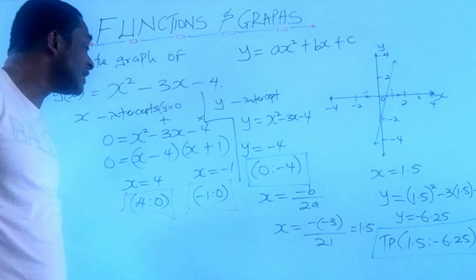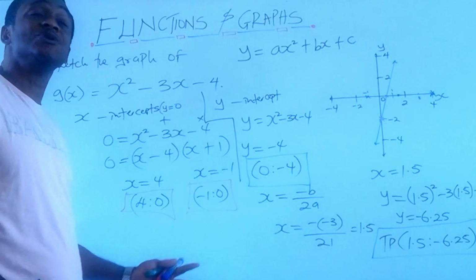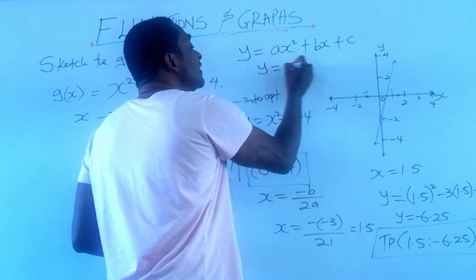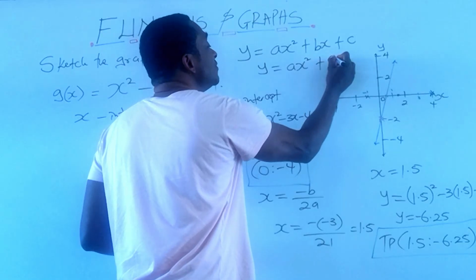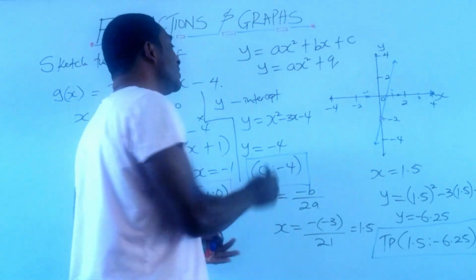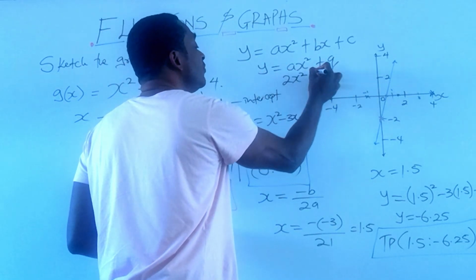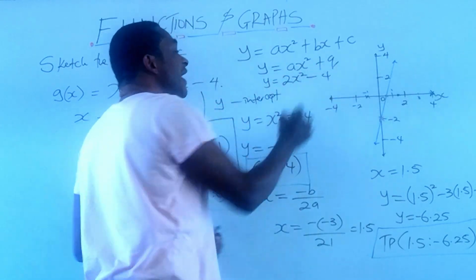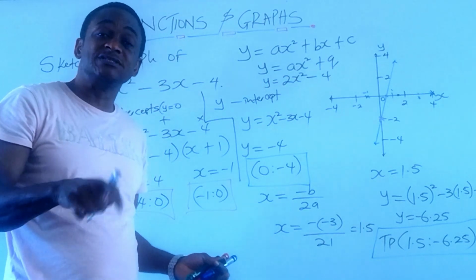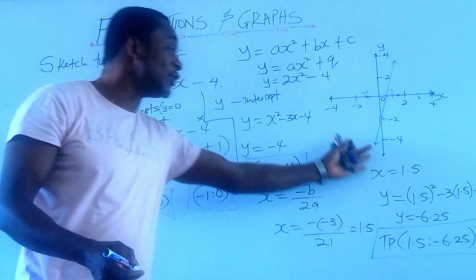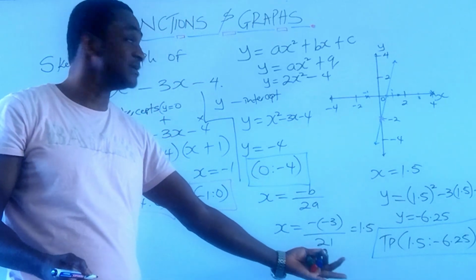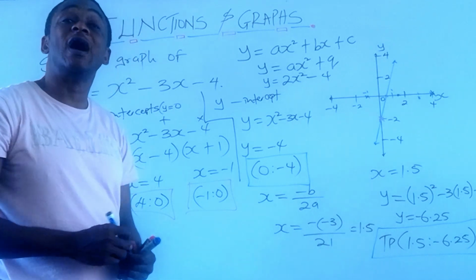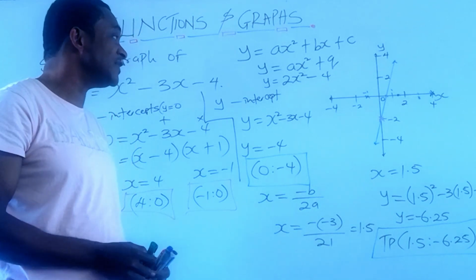Sometimes it gets easier, and it will be very easy for you to get your y-intercept in some cases, where we have ax squared plus q as the format. Example, 2x squared plus 4 or minus 4. If I have this, then the y-intercept serves as the turning point as well. Then I don't have to go through all these calculations. I'll just get my x-intercepts and plug them against my y-intercept, and I have my perfect graph.